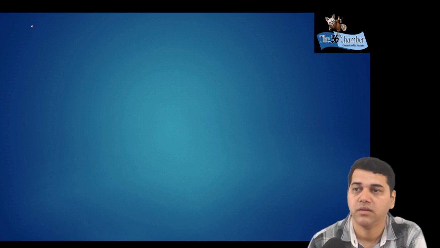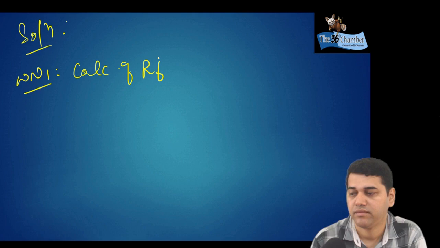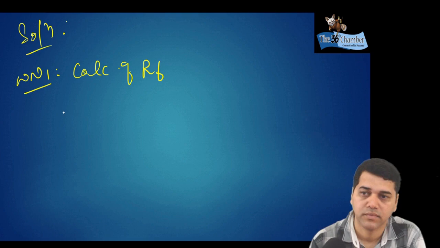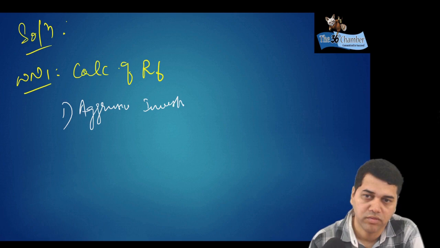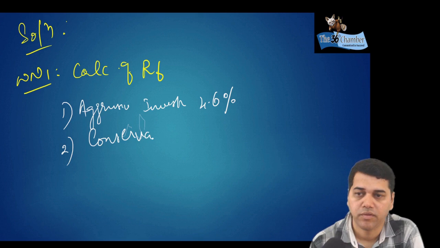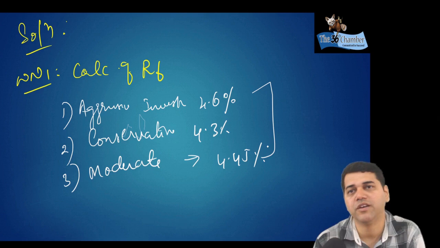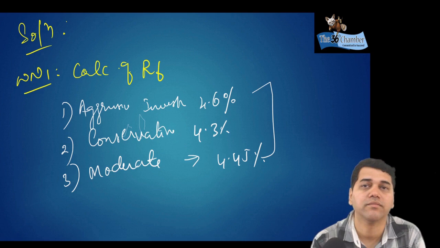Solution. First thing, I need to work out working note number 1, calculation of RF. For an aggressive investor, it is 4.6%, the higher end. A conservative investor will take 4.3%. Moderate will be 4.45%. Unless the question is silent, you can take whatever you want. Tell me what you will take. Moderate. Okay, the suggested answer has also taken moderate.